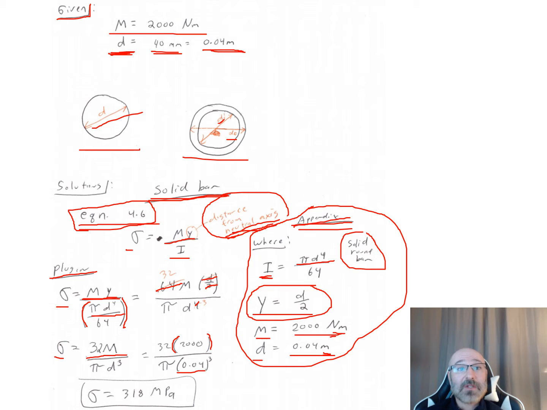So again, Newton meters and meters. Pay attention to your units. Do out your unit analysis. We'll do that out right there, and I actually plug this into a calculator, solve by hand, MATLAB, whatever your choice is. I find that my sigma is 318 megapascals. So this is solving out the first part of the problem, just to get my sigma.